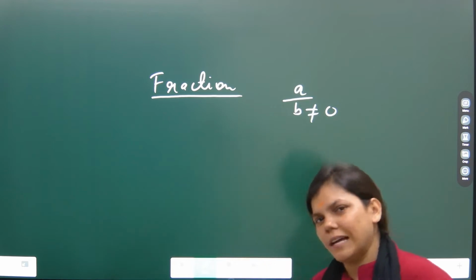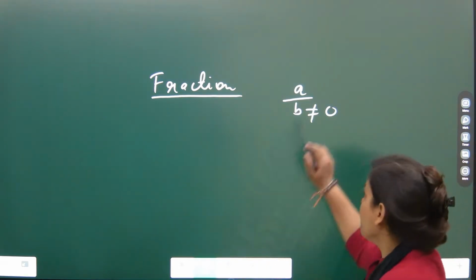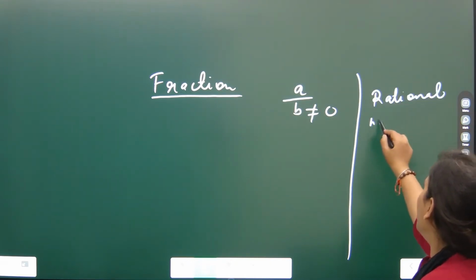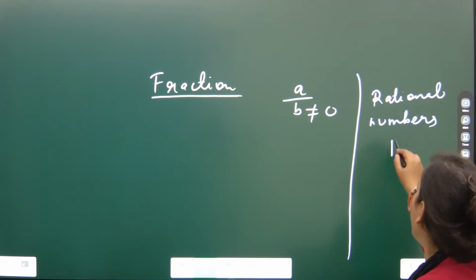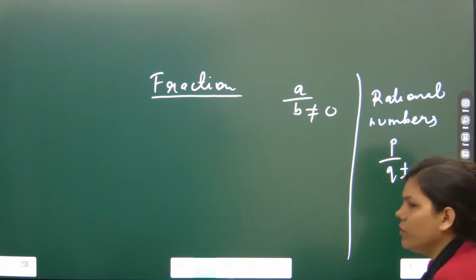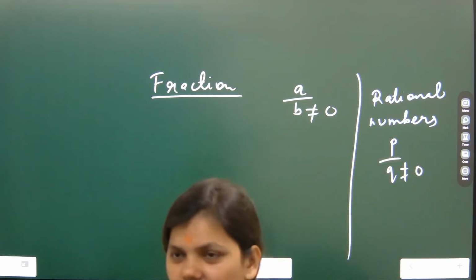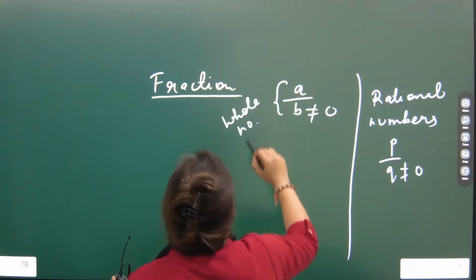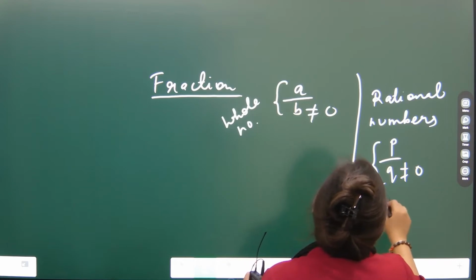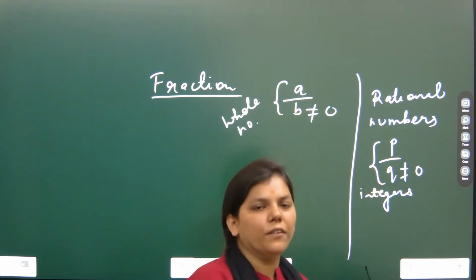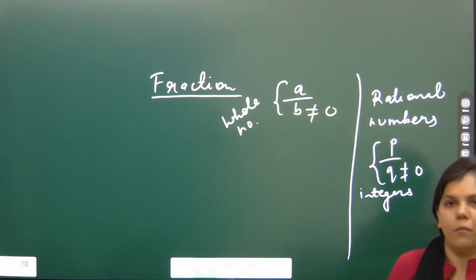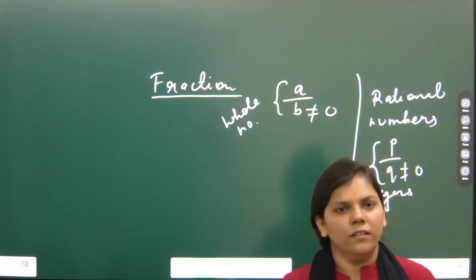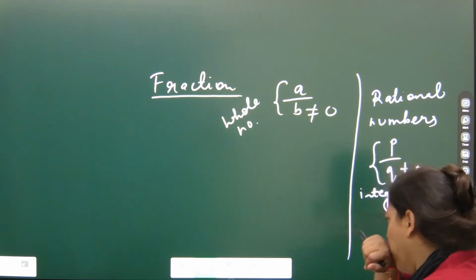Okay, there is a very slight difference between fractions and rational numbers. Rational numbers also are in the form of p by q, where q is not equal to 0, and p and q both are integers. Okay, here a and b are whole numbers and p and q are integers in the case of rational numbers, and this is the only difference between a fraction and a rational number. Okay, because both are represented in the form of numerator and the denominator.